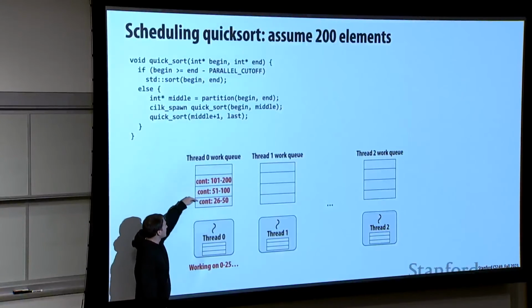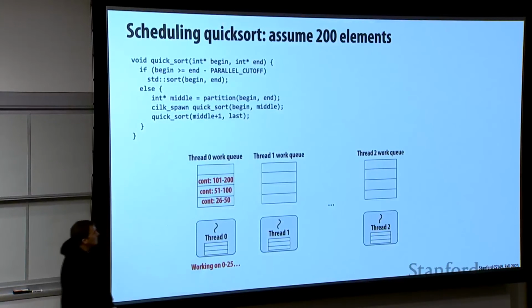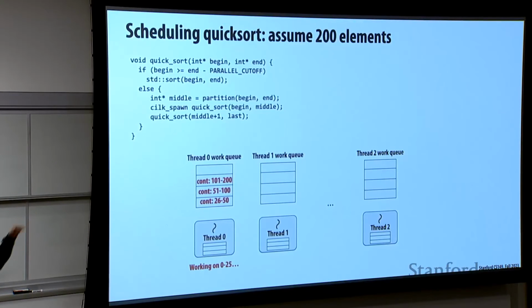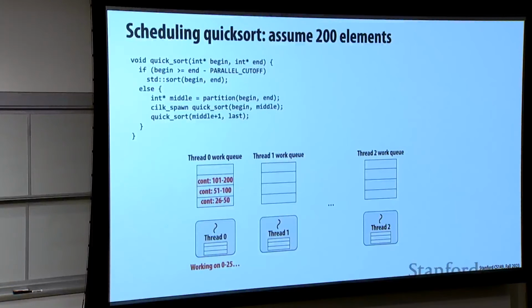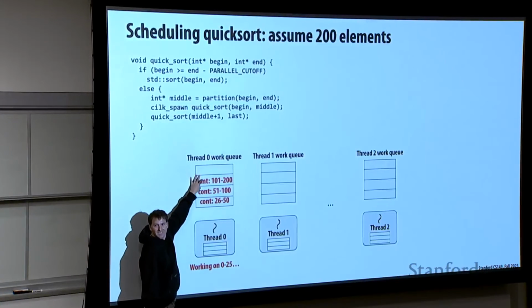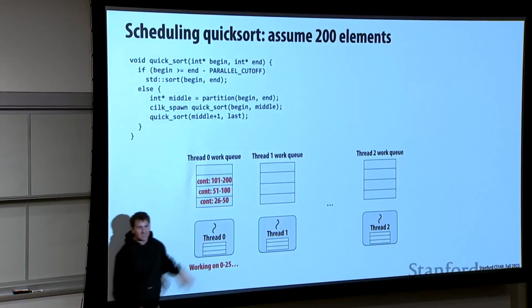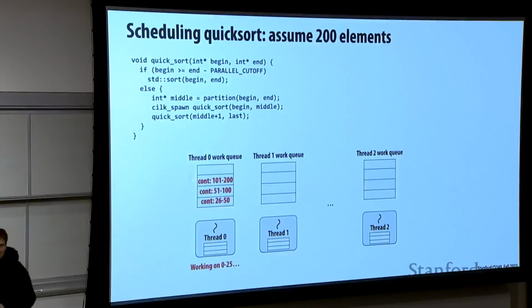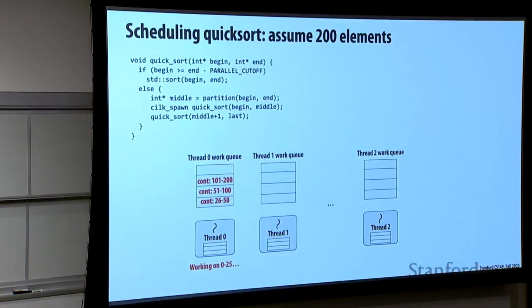So all these recursive calls are building up here. Notice that each piece of work that I threw in is smaller than the previous one. So the tiny tasks are down here. The big tasks are up here. So now all my tasks are different sizes because of the recursive nature of this program.